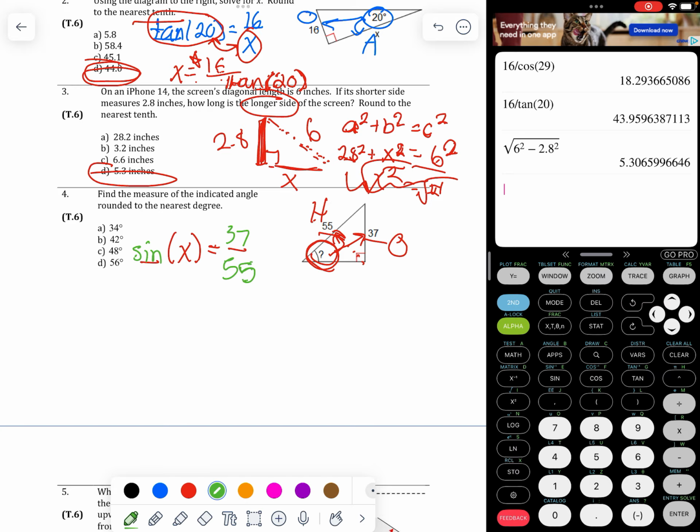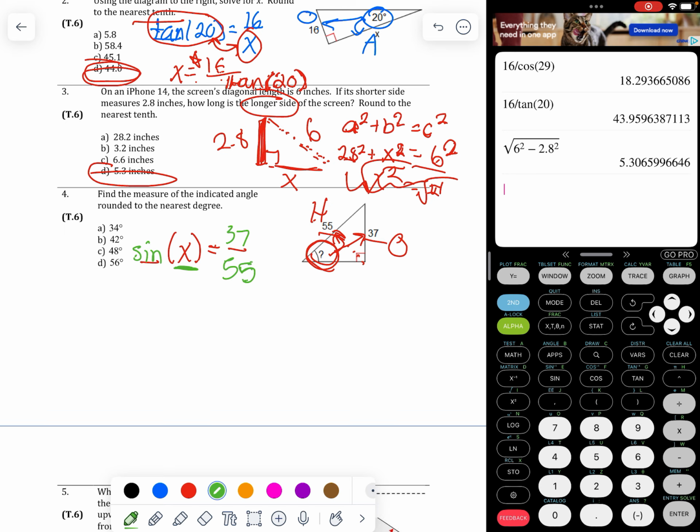Okay, well, we talked about this before. Anytime I'm finding my angle, I can't just put an x inside my calculator. It doesn't work like that. I don't know what it is. I'm trying to solve for that x. I'm solving for that question mark. Well, the inverse of sine is sine to the negative 1 power.